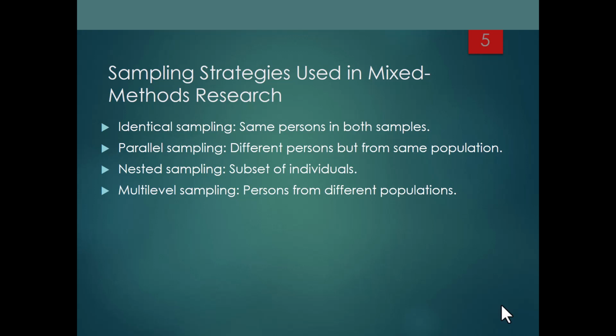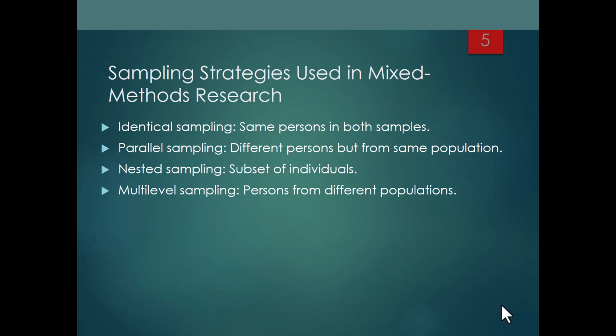With identical sampling, the same individuals are included in both qualitative and quantitative samples. For example, the same people who completed the pretest and post-test questionnaires in the quantitative data are interviewed in the qualitative data about facilitators and barriers to implementation of the intervention. With parallel sampling, different individuals are included in both the qualitative and quantitative samples, but are chosen from the same population. Examples: students from Social Work Program A are included in the quantitative sample, and students from Social Work Program B in the qualitative sample.